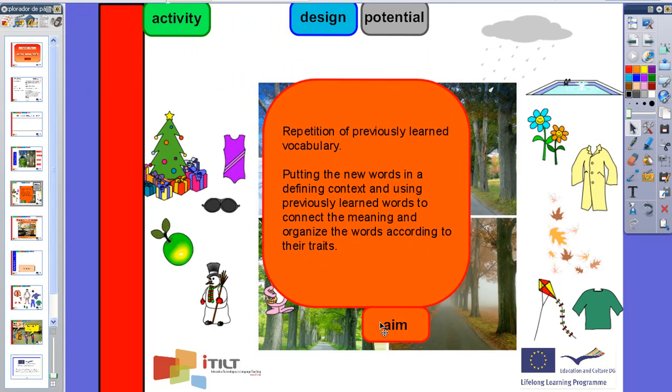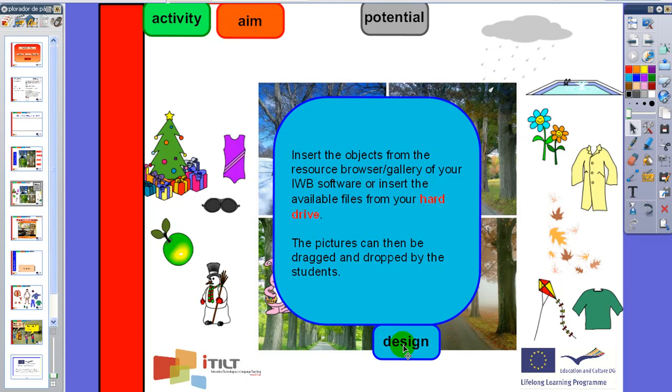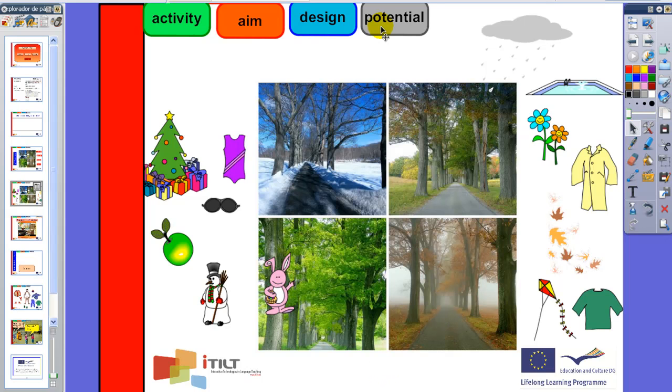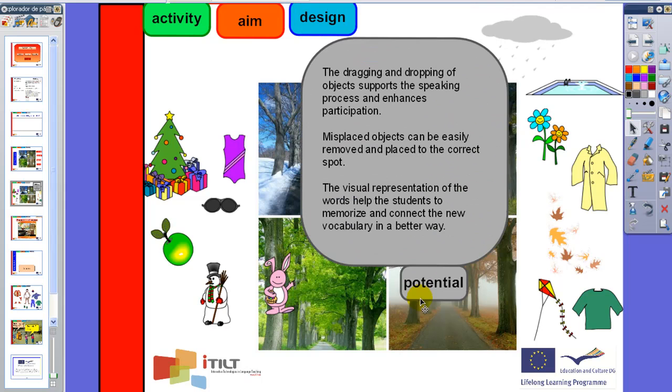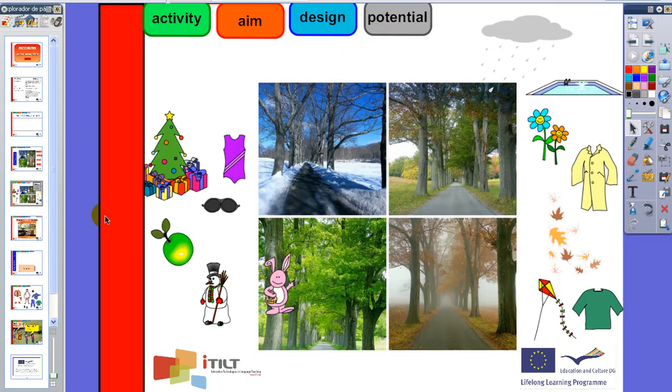The aim is to name the objects and to categorize them. The Design tab explains how the images were selected and uploaded. And finally, we can identify the potential of the flipchart to support and enhance the learning process. If we want to adapt the flipchart in any way, then we can.